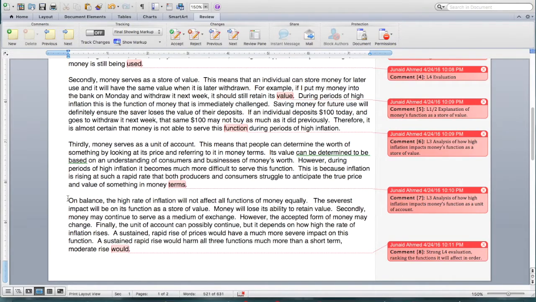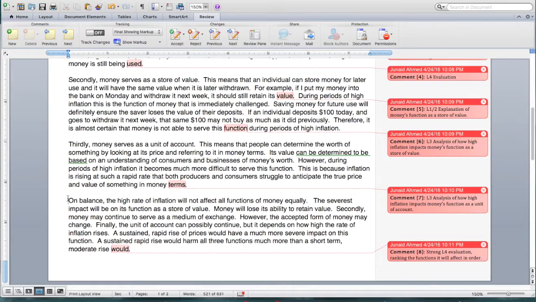Secondly, money may continue to serve as a medium of exchange. However, the accepted form of money may change. Finally, the unit of account can possibly continue, but it depends upon how high the rate of inflation rises. A sustained rapid rise of prices would have a much more severe impact on this function. A sustained rapid rise would harm all three functions much more than a short-term moderate rise would.